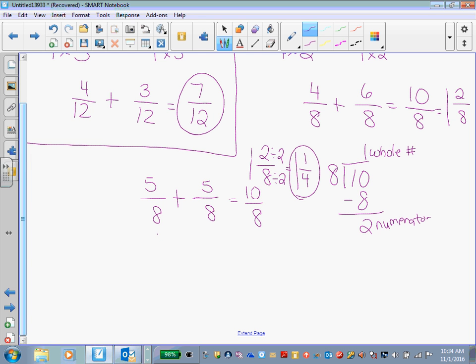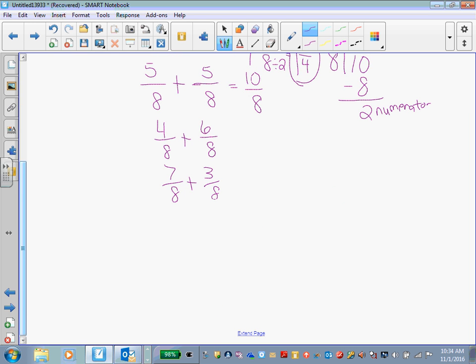Okay, or you could do 4/8 plus 6/8, 7/8 plus 3/8. What else? 8/8 plus 8/8. Or 1/8 plus 9/8 plus 1/8. Yeah, that can work. There's a lot of stuff that can make 10. Which one has a whole number fraction in it?